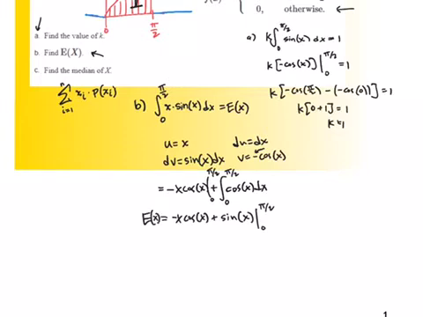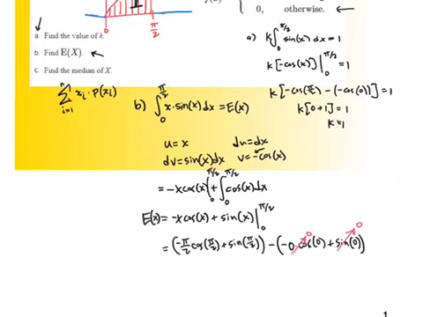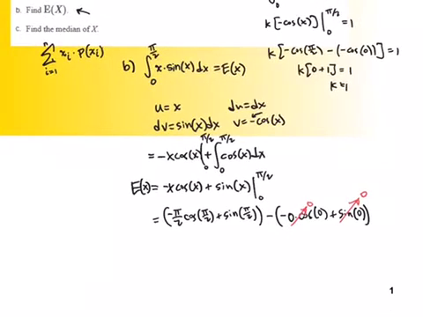Okay, so let's evaluate. If I plug pi over 2 in, that'd be negative pi over 2 cosine of pi over 2 plus sine of pi over 2, minus, and don't assume because you're plugging in 0 that you automatically get 0, even though in this case you do. It'd be negative 0 cosine of 0 plus sine of 0. Just a reminder, cosine of 0 is 1, but 0 times 1 is 0, and sine of 0 is 0 as well. Don't assume though, always go through the motions just in case.